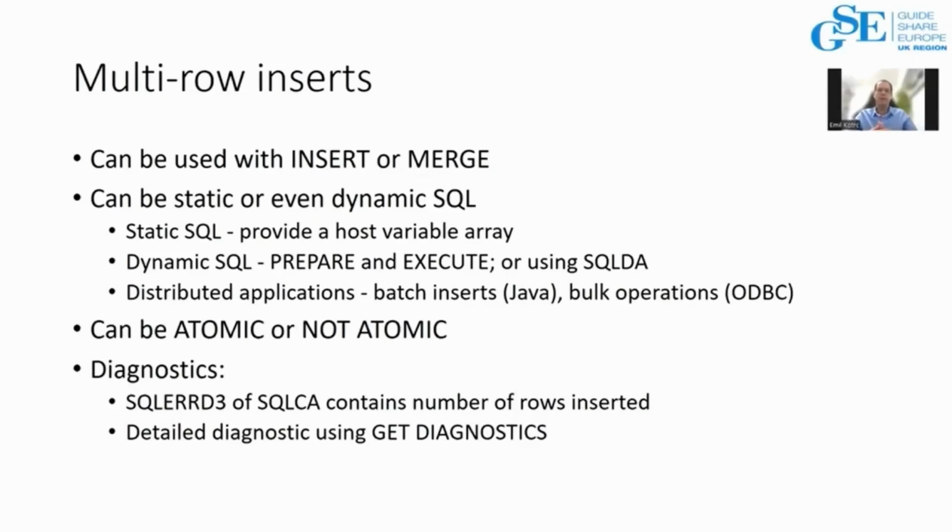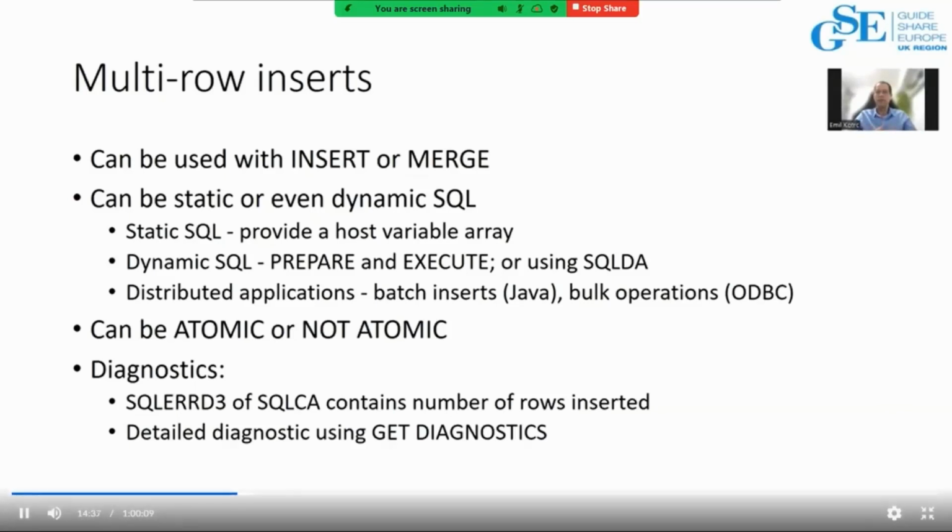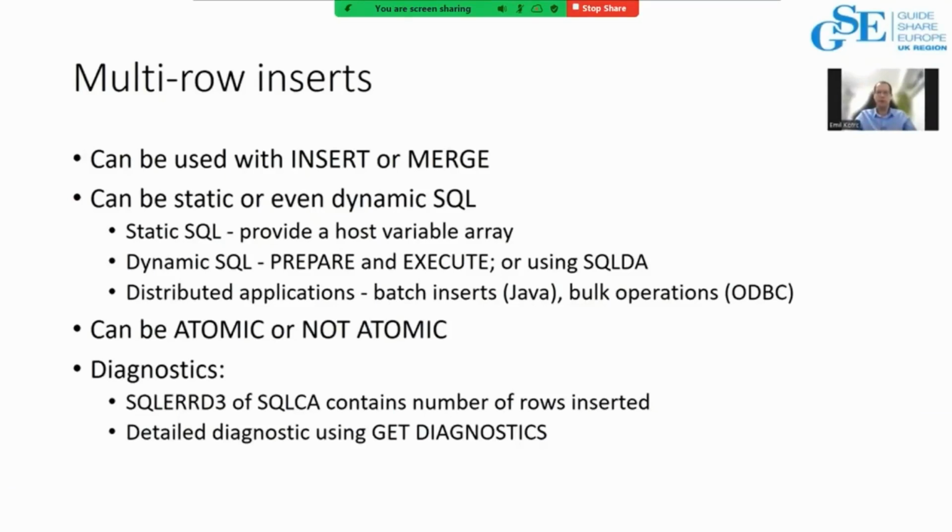So multi-row insert can be atomic or not atomic. I will talk about it in a bit more detail because there are a couple of details I want to mention. Now about diagnostics. The SQLCA can give you information about whether it succeeded or not, and how many rows were inserted. You can see the field which will give you the number of rows that were actually inserted. However, if you need detailed information, you need to use the GET DIAGNOSTICS statement, which will give you all the information. Later I will show some examples. This was, I believe, introduced with DB2 8 so that it can work with those multi-row operations, because without that, SQLCODE and SQLCA cannot give you enough information about what really happened.